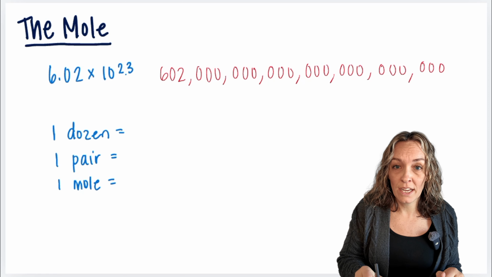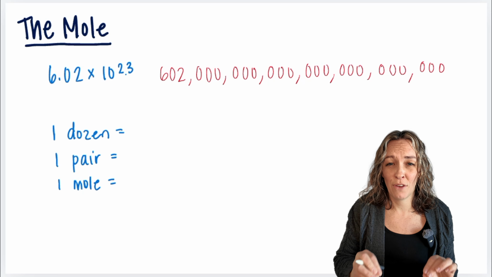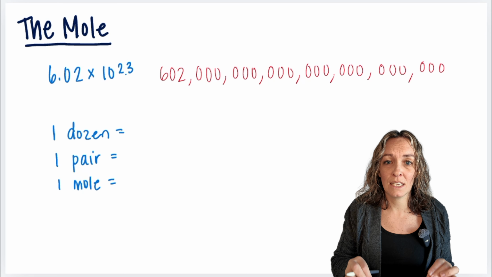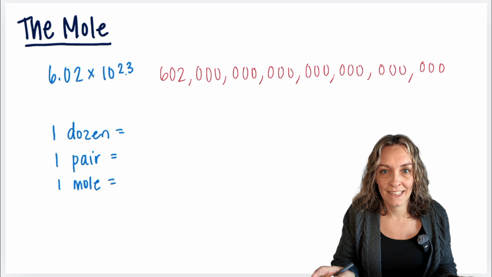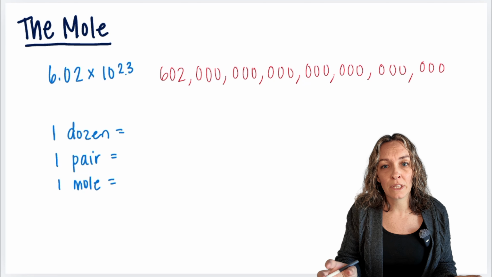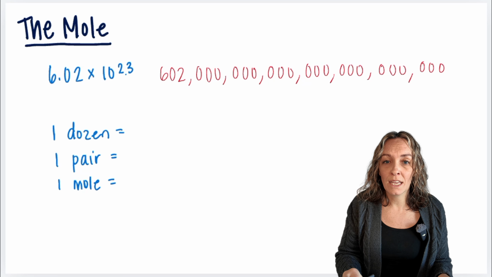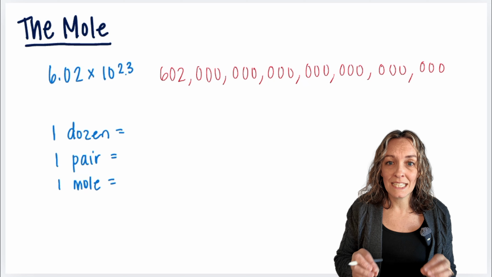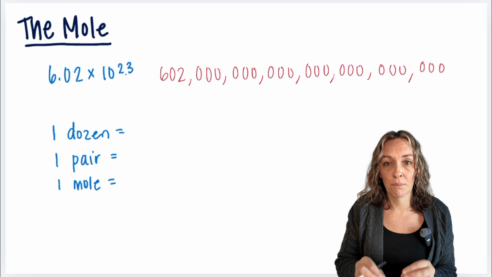In fact, if I tried to count this high, and I started the moment I was born and I counted as fast as I could without ever stopping to eat or sleep, I would not be able to count that high by the time that I died at the age of 100. So that number is so huge that it is not really helpful when we're talking about everyday objects. But when we're talking about things that are incredibly teeny tiny, like atoms, this number becomes a useful number.